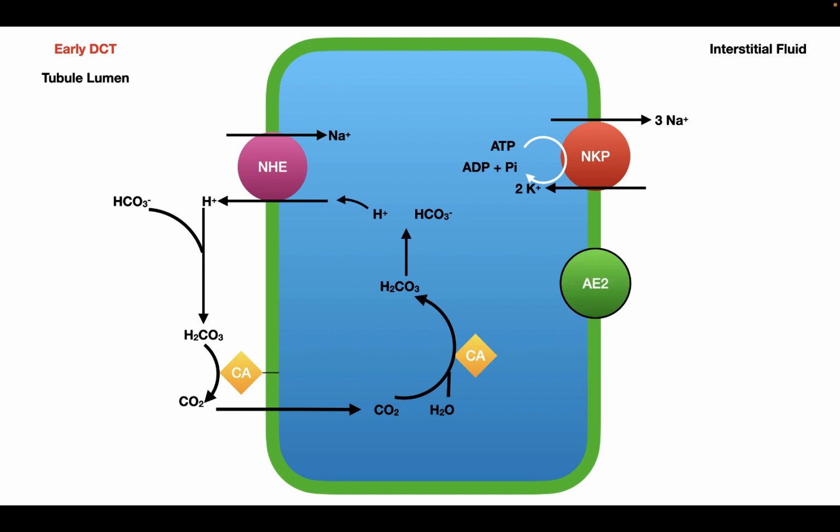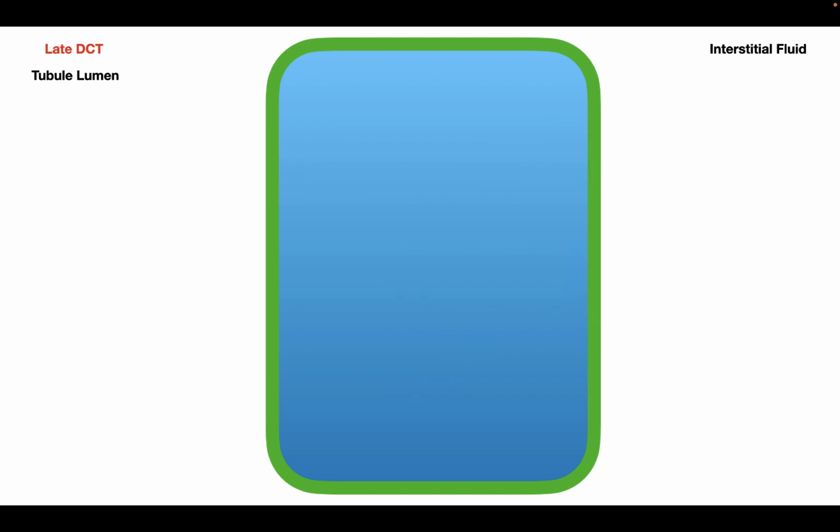Now, on the basolateral membrane, we have the anion exchanger. The anion exchanger will exchange 1 bicarbonate for 1 chloride. So that's how bicarbonate is going to be reabsorbed in the early distal convoluted tubule. So now let's take a look at the late distal convoluted tubule.